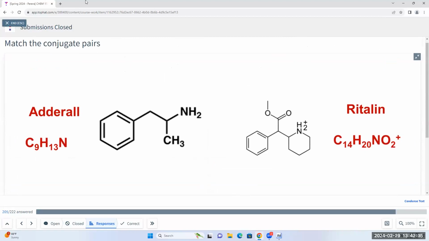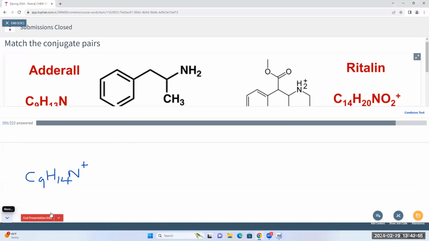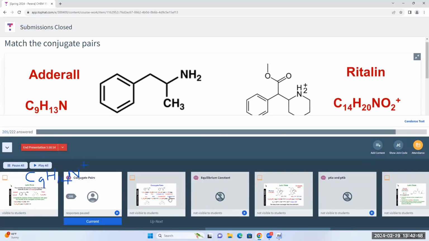Adderall is going to grab a proton, therefore it's going to produce C9, H14, and nitrogen with a positive sign. That's going to be the conjugate pair of Adderall, which is a conjugate acid. Adderall is the base, and when it accepts the proton, it produces a conjugate acid. All right, last question for today.